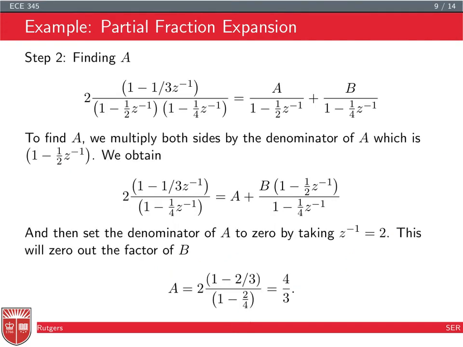So this slide explains maybe in a cleaner way how I can find A, like I mentioned. So I have to multiply both sides by the denominator of A, and I do this to kind of single out A. And then I zero out everything that multiplies B by taking this term to be 0, meaning taking z minus 1 equal to 2. And this will give you exactly what I had on the previous slide, which gives you A equal to 4/3. So we just found the first value that we needed. So we just found A.